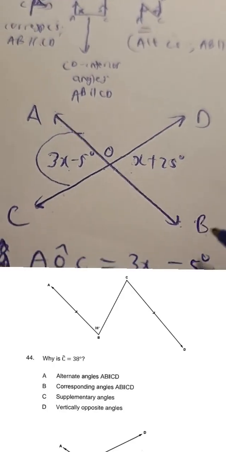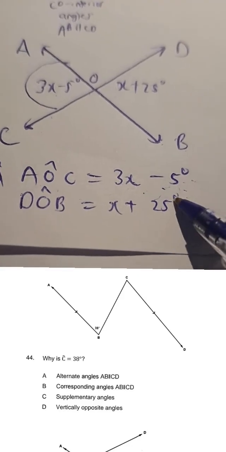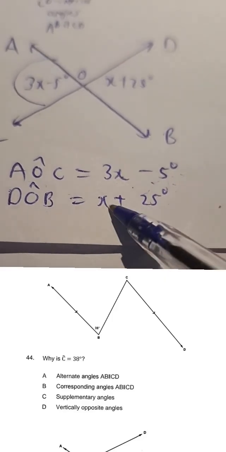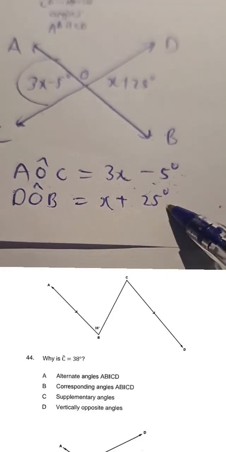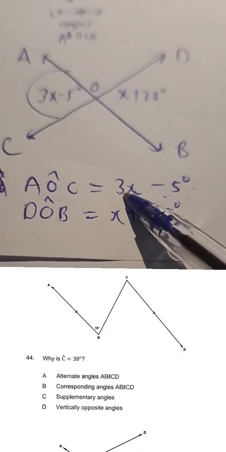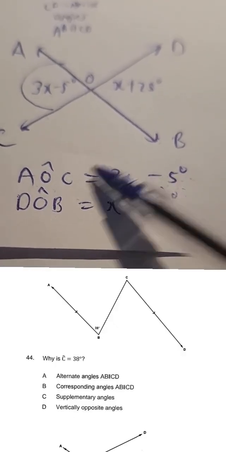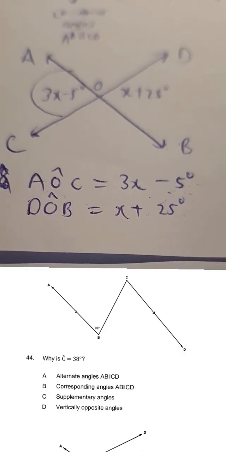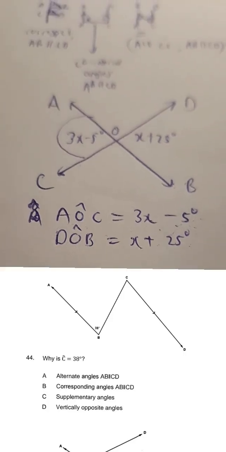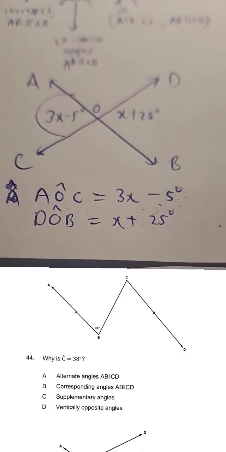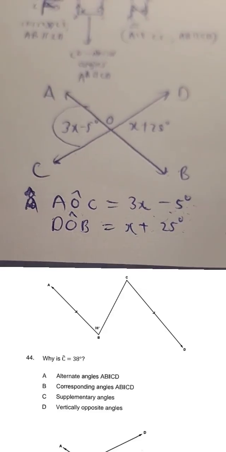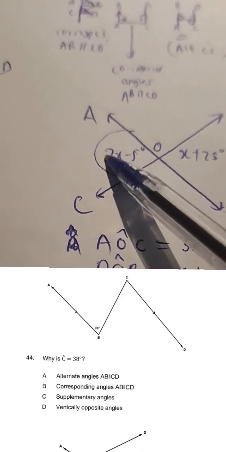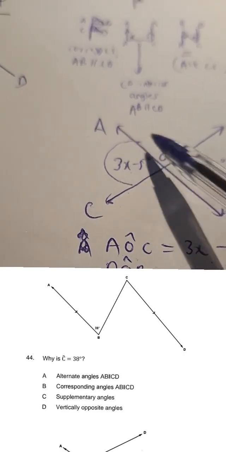Angle DOB is also in terms of x. The expression of the angle at the moment is in terms of x. So the first term is x plus 25 degrees. Angle AOC is 3x minus 5 degrees. So you have your angles at the moment in terms of x. Because sometimes they ask you to give the angle in terms of x, so you need to know how to write an angle in terms of x. Now what do they want? They want the size, the actual size of the angle AOC.